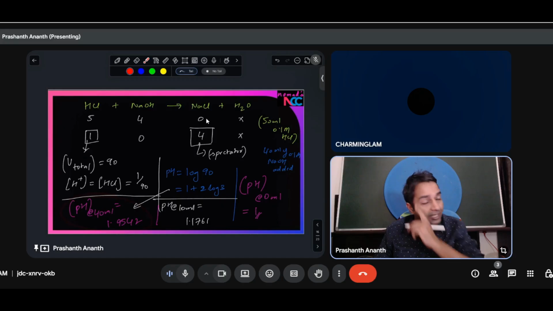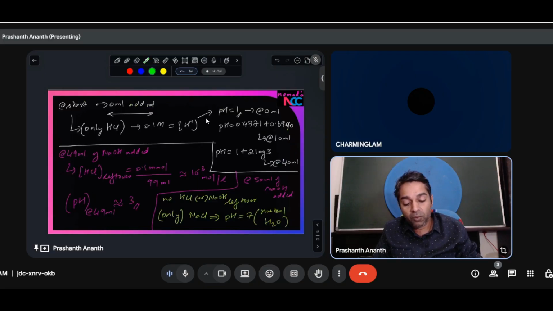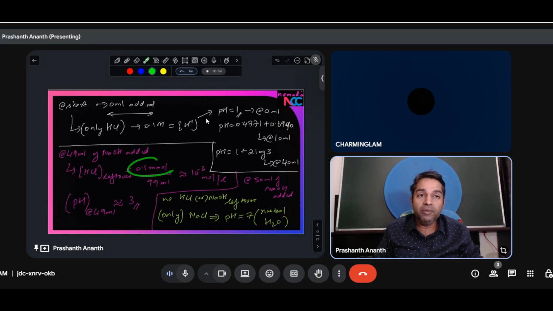So in this case a proper increase is seen, going from 1 to 1.9542 in 40 ml. Okay, next up, let us start looking at the 49 ml case. What is going to be happening? pH works out as 3 over here. Why? Because only 0.1 millimoles is left over in 99 ml. I'm going to take it as approximately 100 ml. So 0.1 by 100 works out as 10 power minus 3.